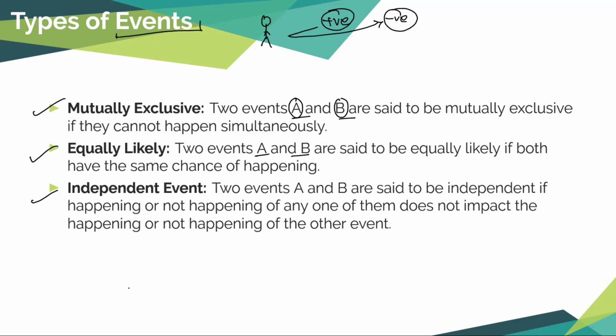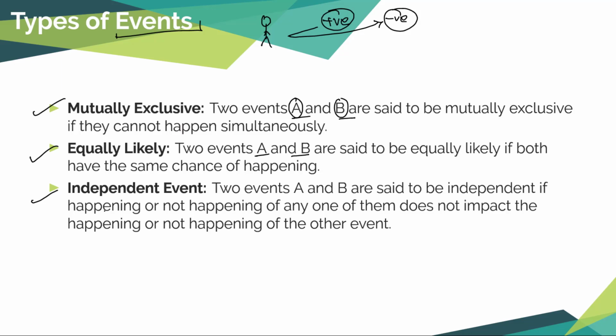That 50-50 chance, that means they are equally important or their possibility is equal, is called equally likely, right? So if the two things that I am interested in are equally possible, then I will call the events equally likely. The next one is independent event, right?